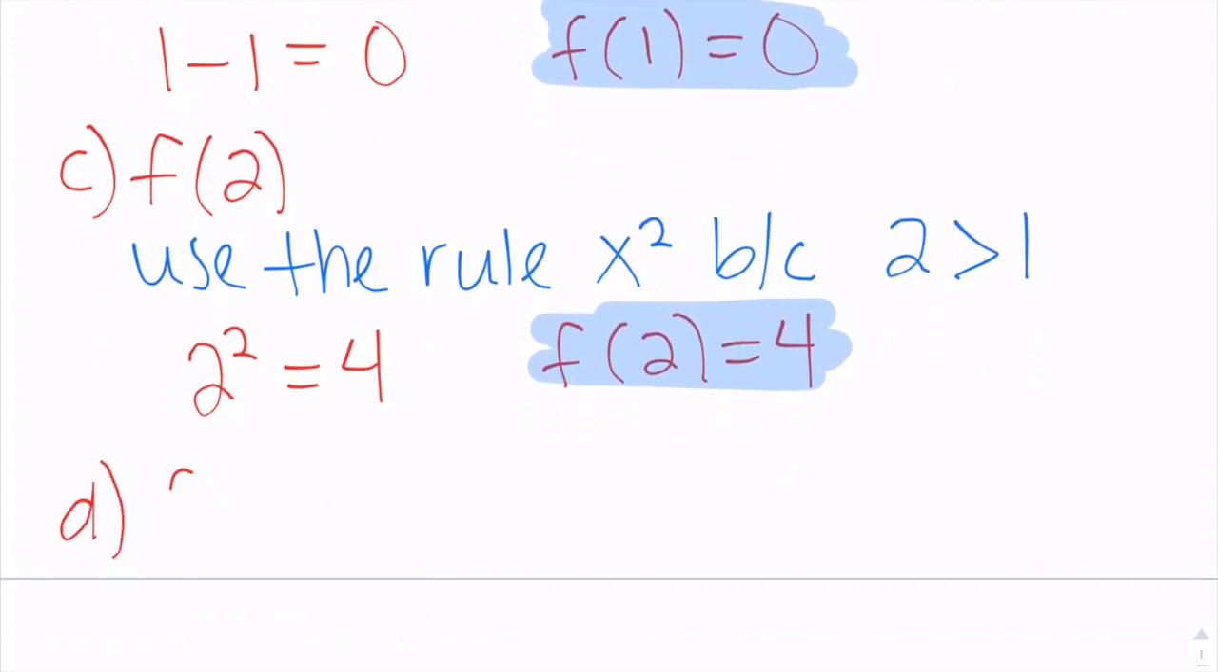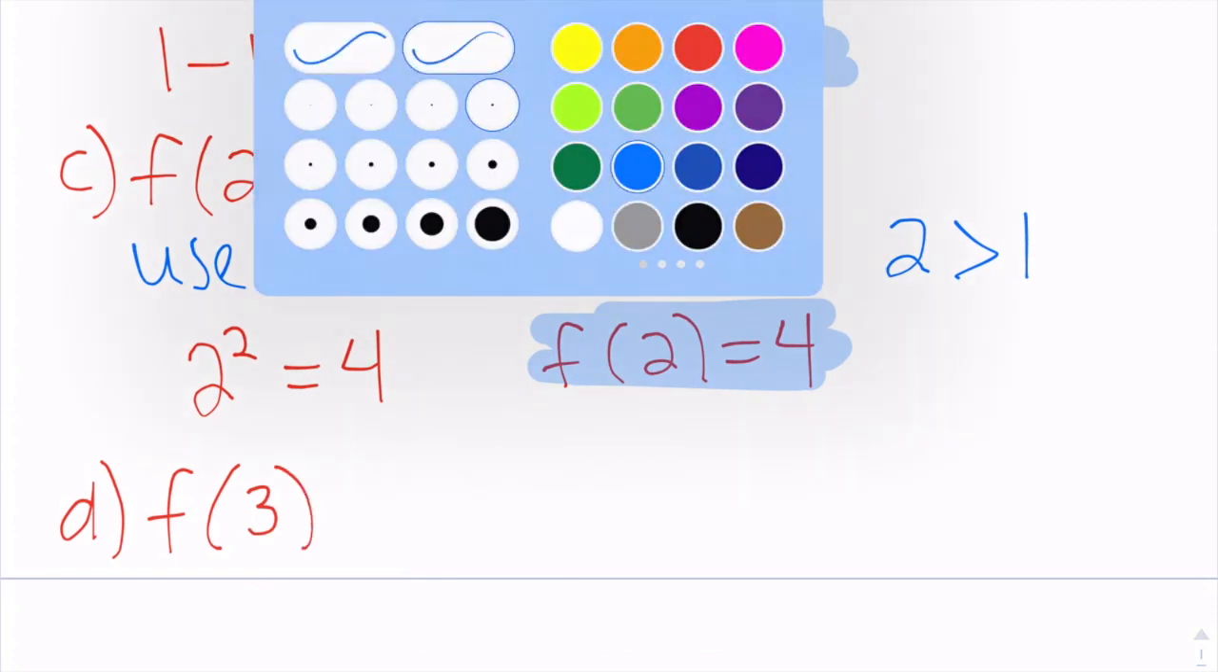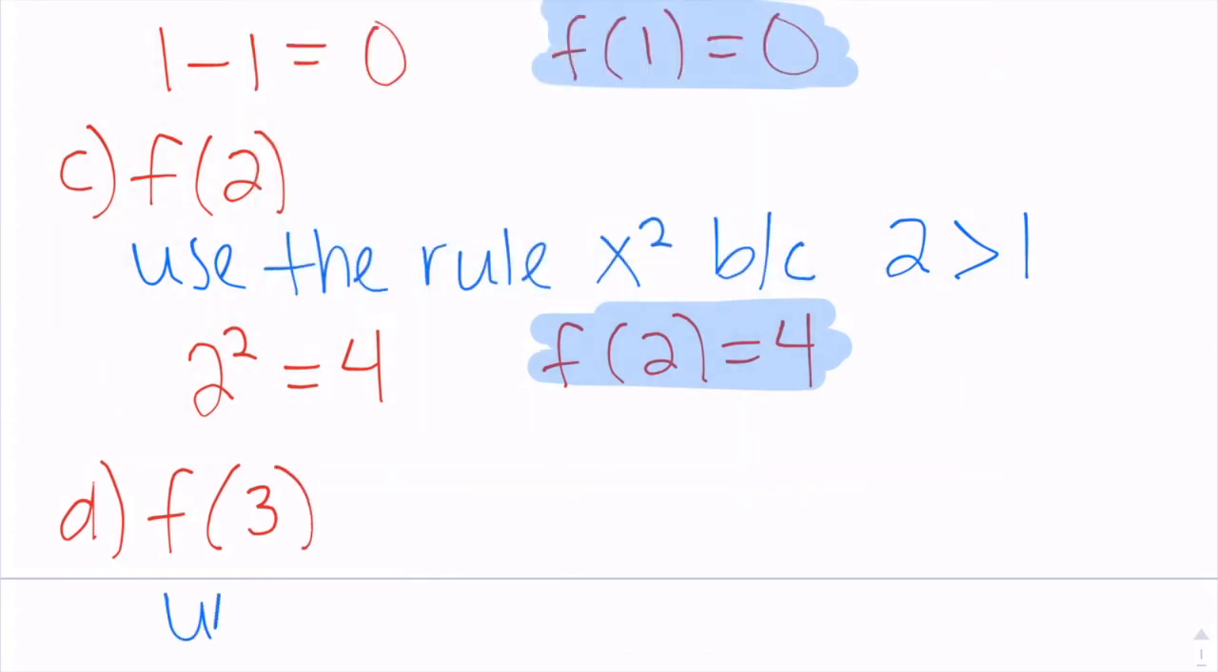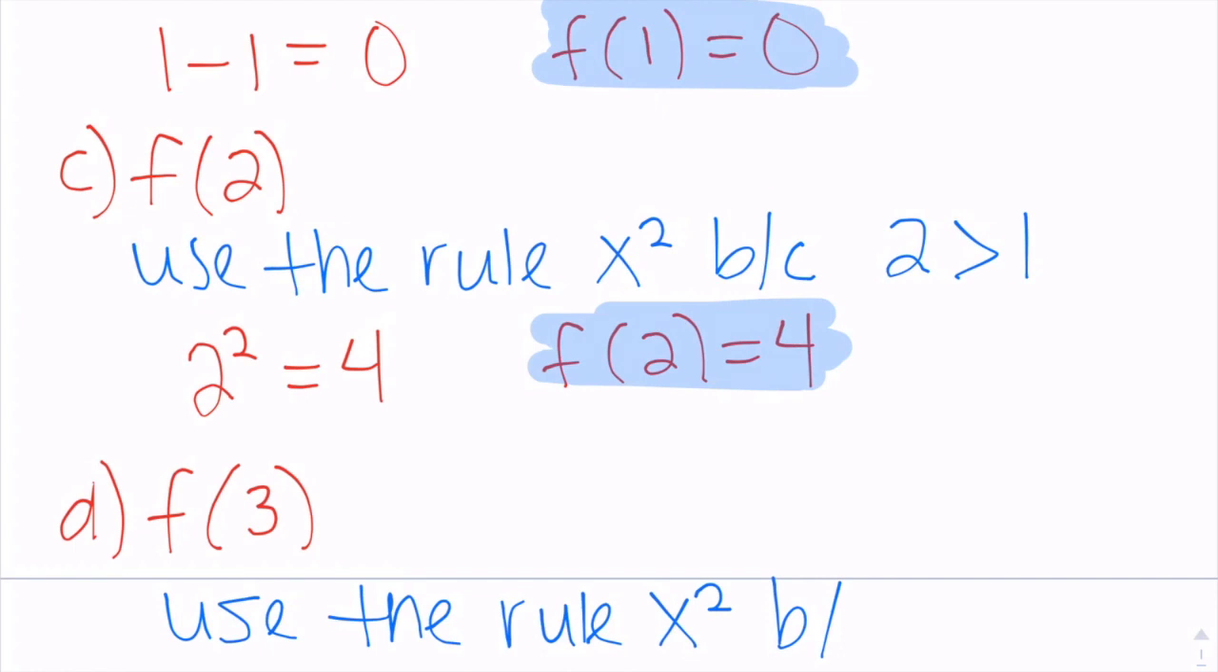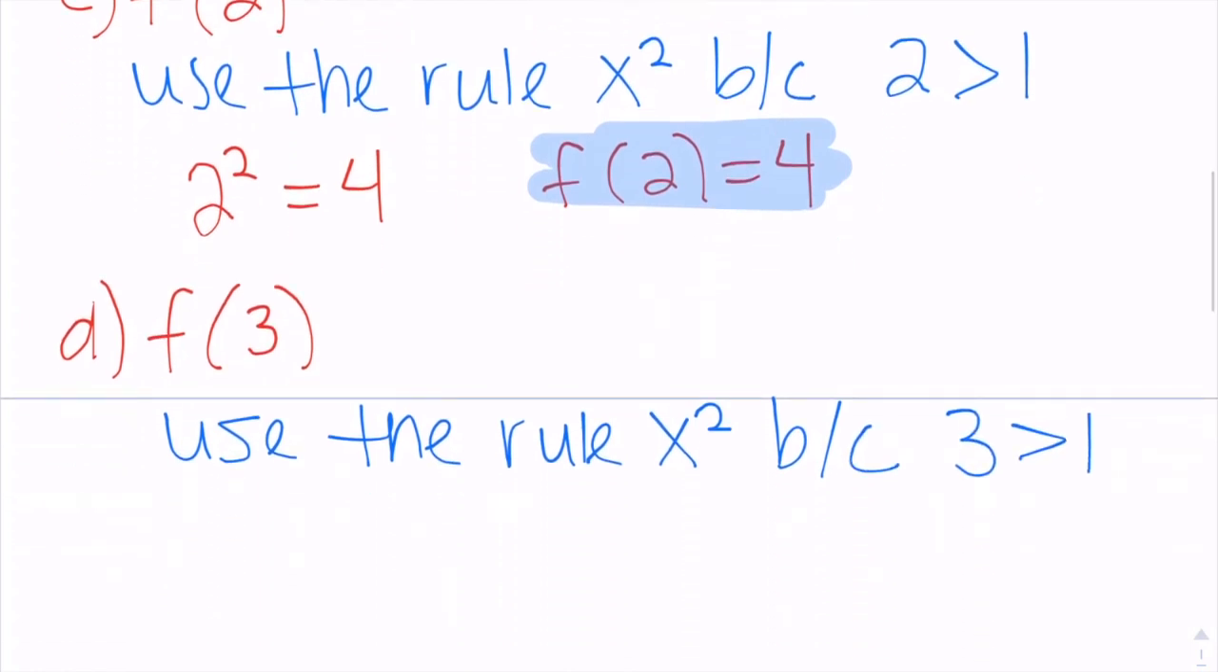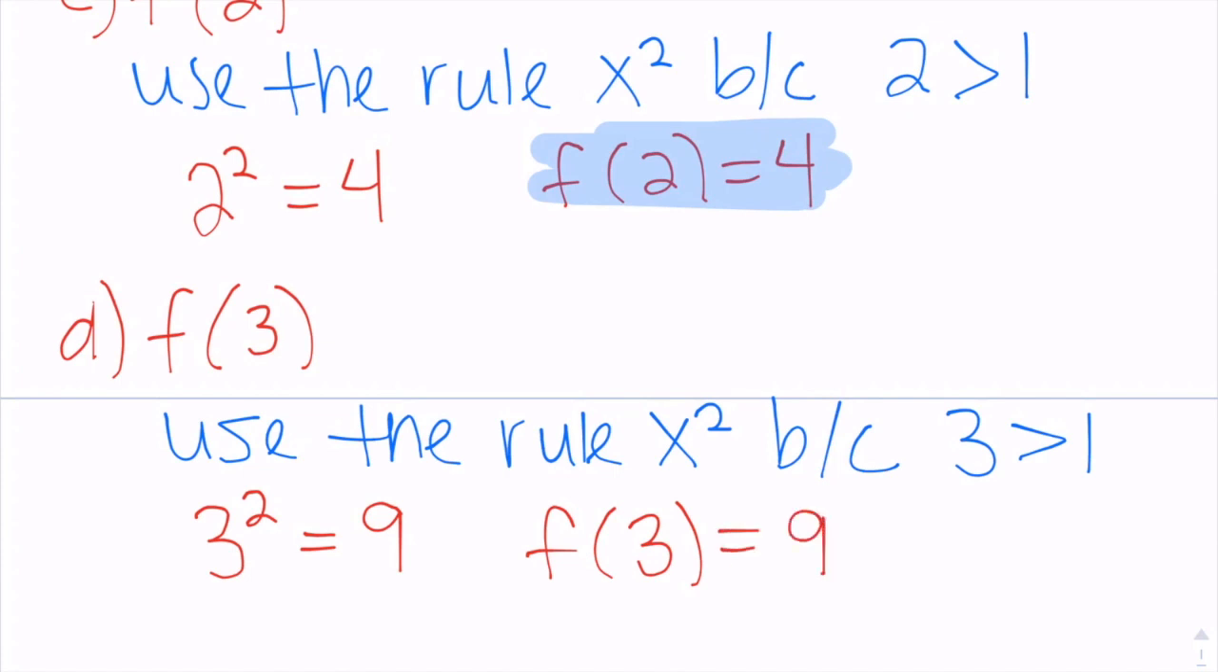And then last, we're going to do f of 3, and again, we're going to use the rule x squared because 3 is larger than 1. So we do 3 squared, and we get 9, so we find that f of 3 equals 9 is our final answer.